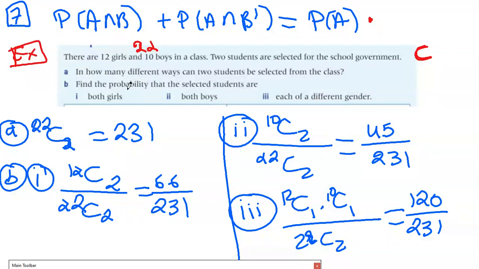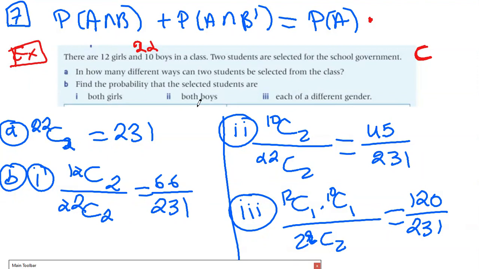Now, find the probability that the selected students are both girls. If I want to be sure that the two students are girls, I need to choose them from the girls. So I have 12 girls, so it's C2 12 over the total C2 22. So it's 66 over 231.